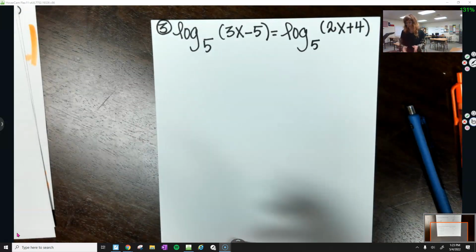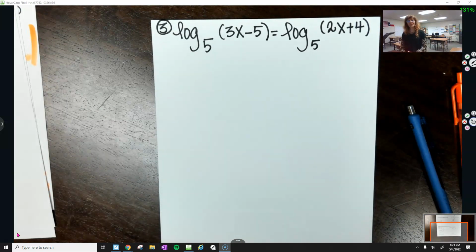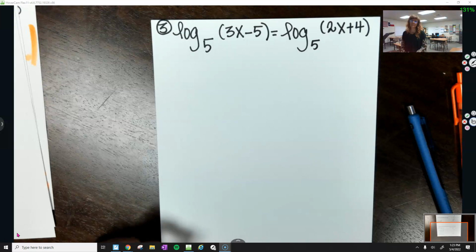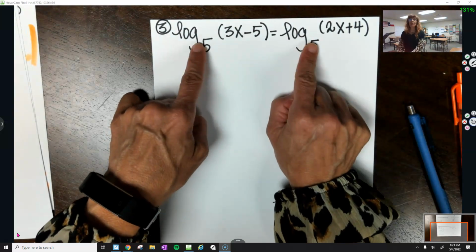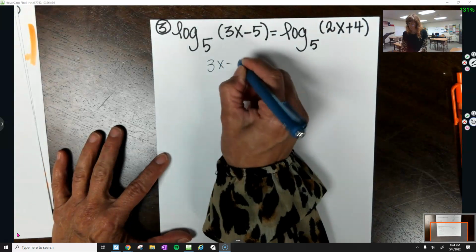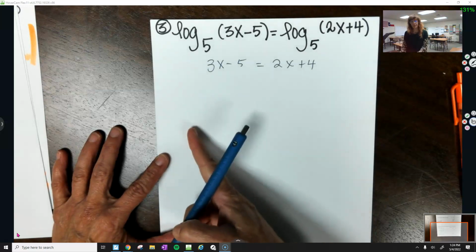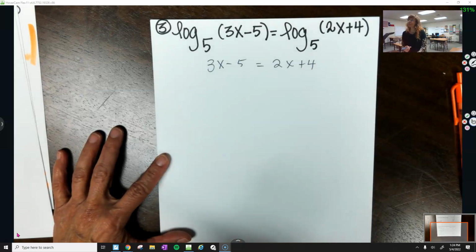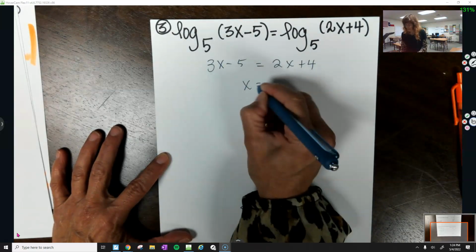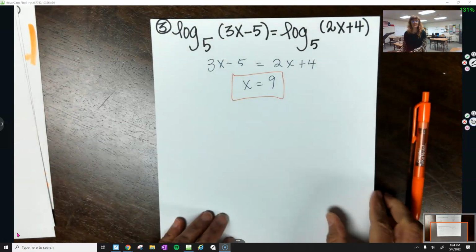All right, number 3, we have 2 logs equaling each other, and their bases are identical. We can just drop the log and the base altogether and just solve what's in parentheses. That's only going to happen when these are absolutely the same. So this is going to be 3x minus 5 equals 2x plus 4. So when you do the correct math on this, it's a junior high problem, by the way, this is going to be x equals 9. And that's going to be it for problem number 3.